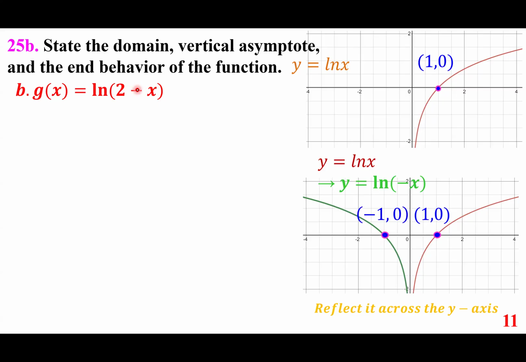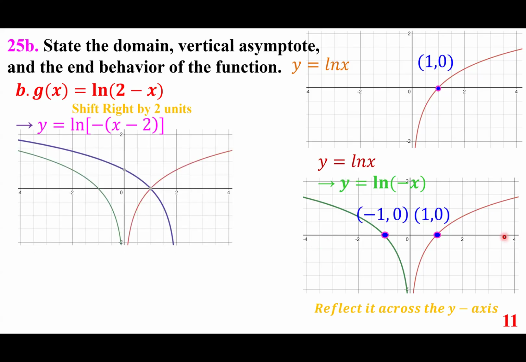Now we want to make it look like that. If we factor the negative out, we get ln of minus parentheses x minus 2. So from here, this negative 2 means move it to the right by 2 units, x minus 2, shift it to the right by 2 units. So this green one now shifts to the right by 2 units.